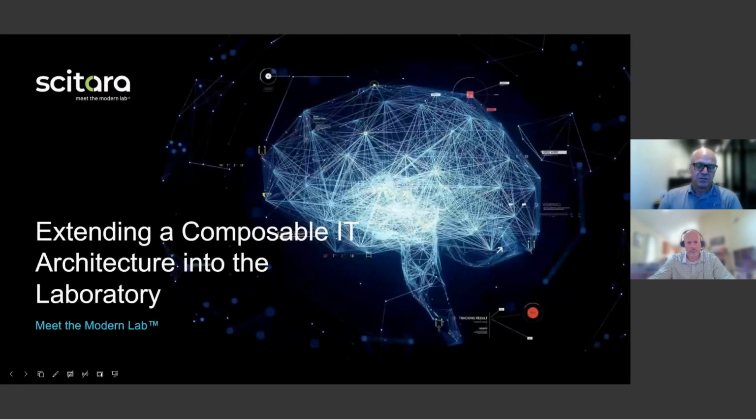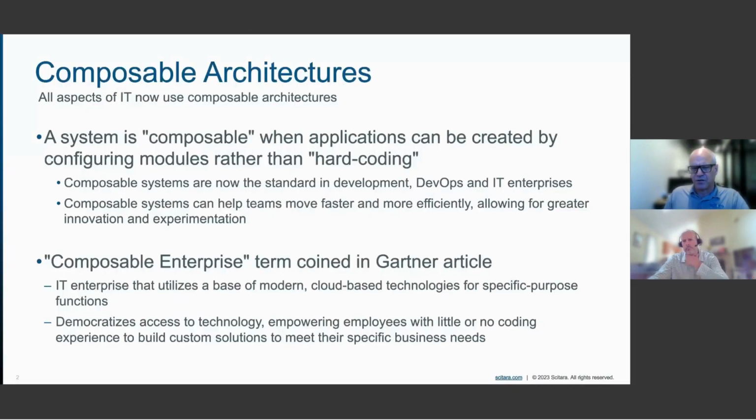Okay. So as I mentioned, what I'm going to talk about today is extending a composable IT architecture into the lab. So what do we mean when we say a composable architecture? That's a generic term now for a system that's composable: applications can be created by configuring modules rather than hard coding something. It's really the standard now in development, DevOps, and IT enterprises.